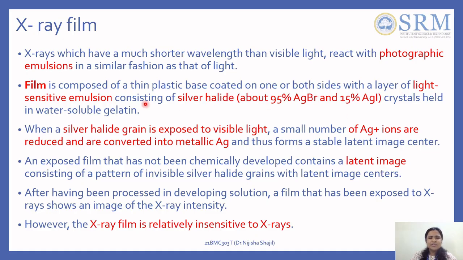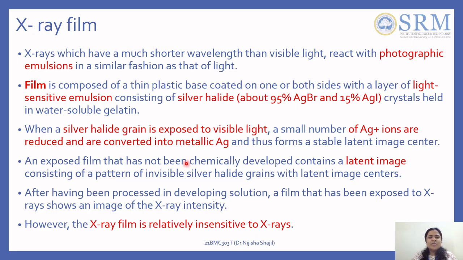This is made up of a light sensitive emulsion, which is silver halide crystals. When silver halide is exposed to visible light, the Ag ions are reduced and converted into metallic silver. Now when the X-rays fall on this, wherever it is exposed, you will have one color and the other areas will remain the same. Now this exposed film, you are going to chemically develop it.